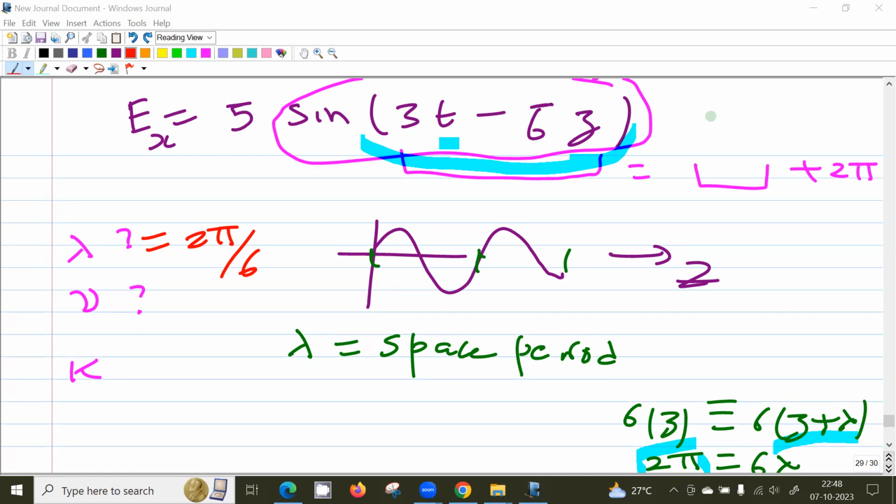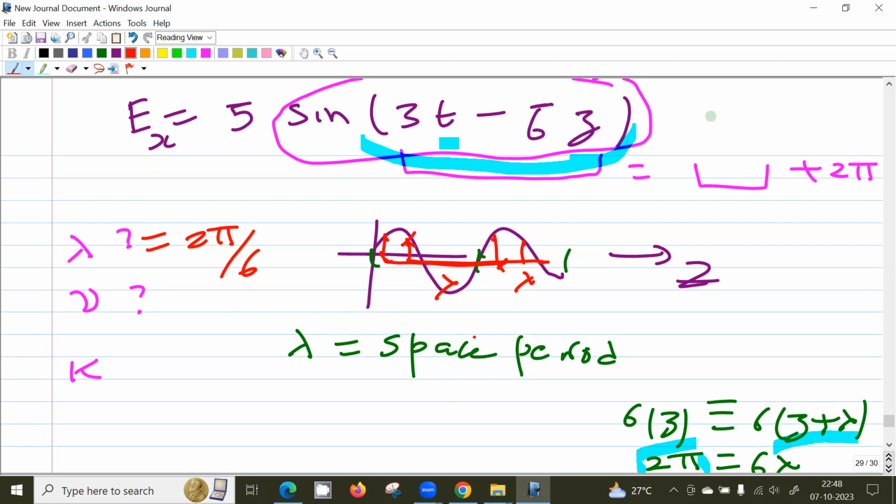See, space period means at this point, whatever is the value, if I go this distance by lambda, I should get the same value. Right? That's the meaning of space period. If I have this value, and from this point I go by lambda distance, I should get the same value. Got it or not?